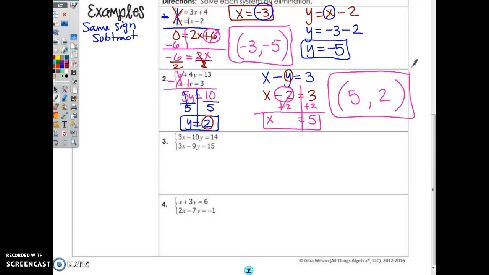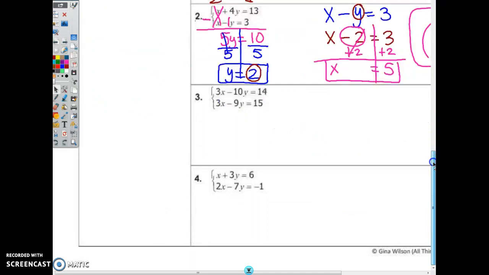I'm going to let you do number 3 by yourselves in a little bit. I have to do number 4 with you because they're not ready. They're not ready to be eliminated. So we have to manipulate them. Okay? They have to have the same coefficient. So I'm going to multiply the whole top by 2 because I want the x to have a 2. So that's why I'm multiplying everything by 2.